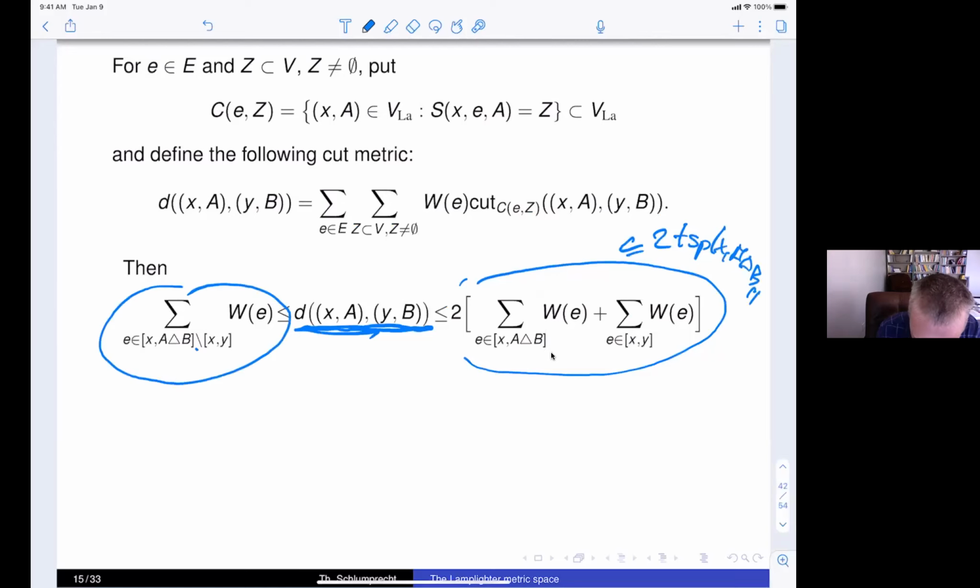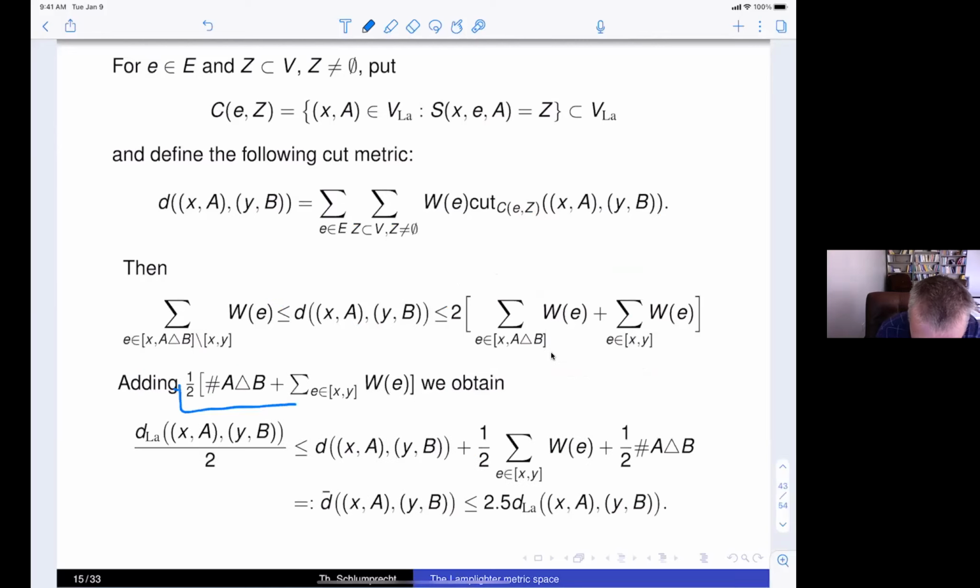But now you add this term to both sides. Then on the left side you have the Lamplighter distance of XA to YB divided by 2, and on the right side, after estimating, you have 2.5 times the Lamplighter distance from XA to YB. So you have a distortion of 5. Okay, so this is the embedding of Lamplighter trees into L1 up to distortion 5.